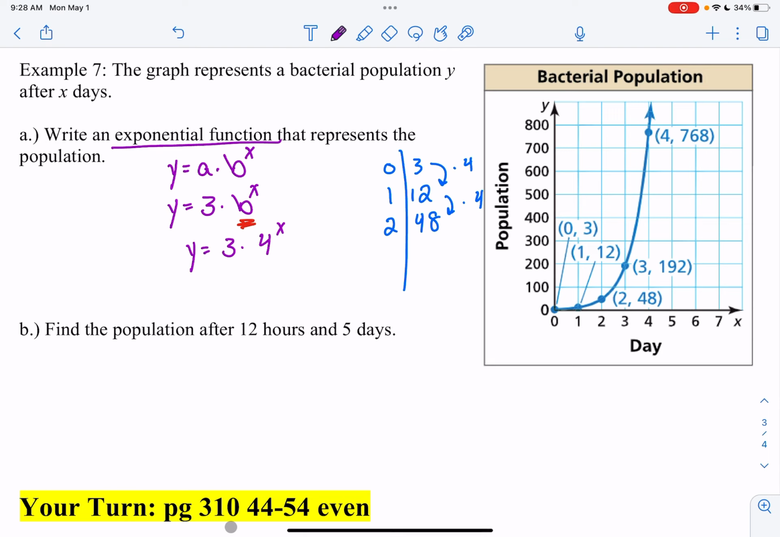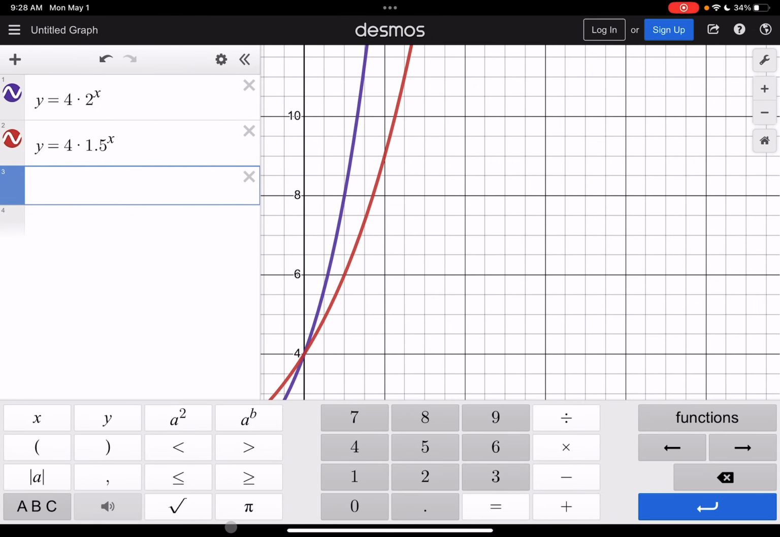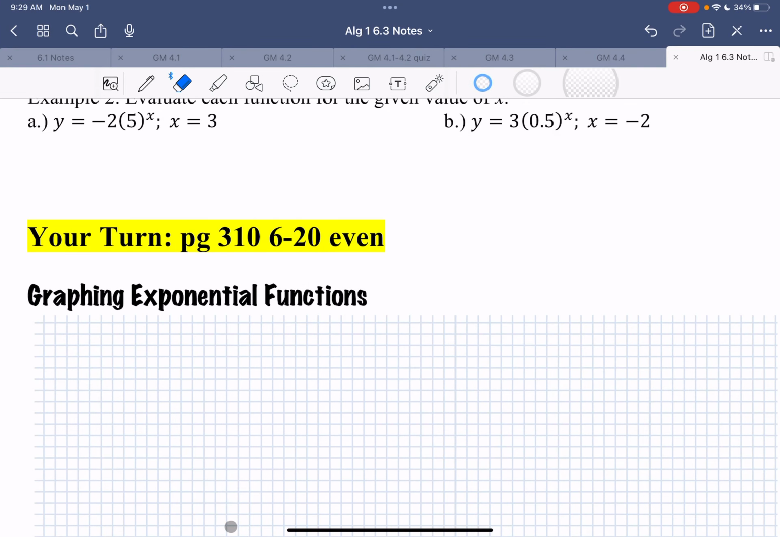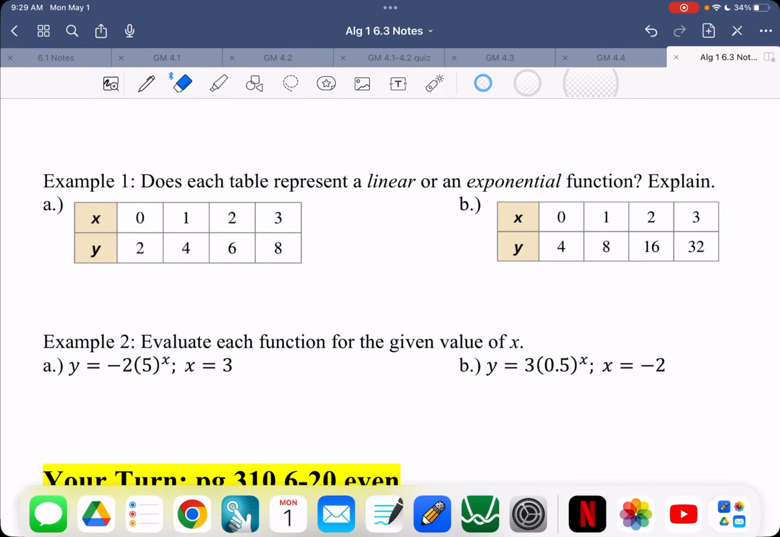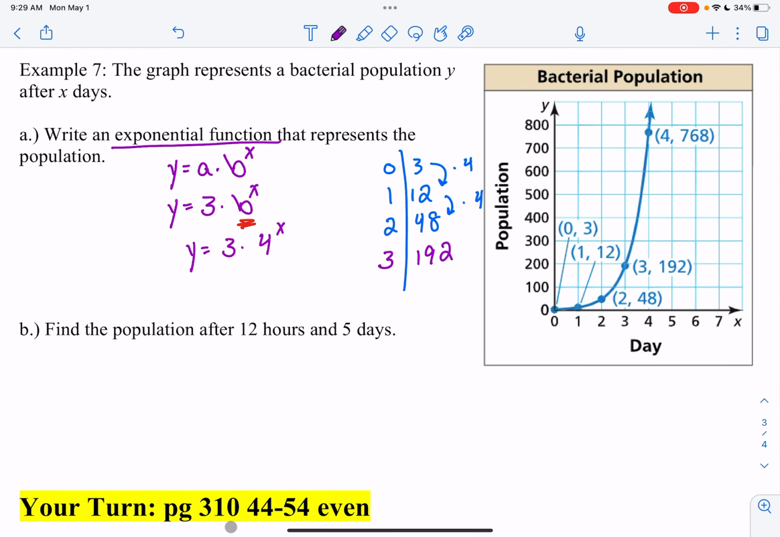Now we would double check and make sure it in fact works, meaning when I put in a 3, I would want to make sure I get out a 192. Take 3 times 4 to the third. So we can go ahead and get our 3 times 4 to the third. Yep, 192 seems to work. Sorry guys, wrong app. All right. So yeah, it seems to work. So there's my equation. We found it.